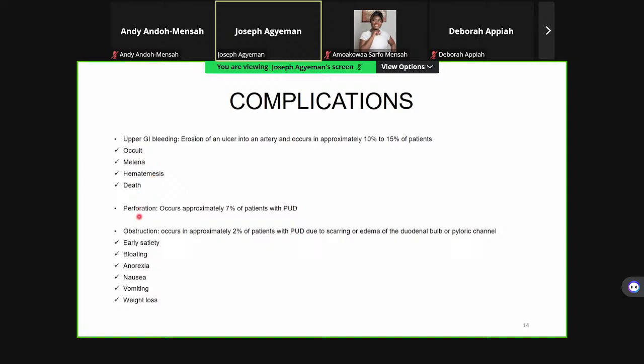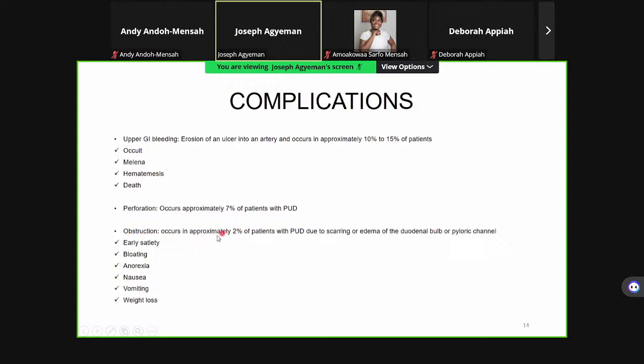The depth of the ulceration may be so deep that it may even lead to perforation. And this normally has approximately a 7% chance of happening in patients with peptic ulcer disease. So among patients who suffer from peptic ulcer disease, approximately 7% may suffer from perforations of the GIT. Some 2% of people who get peptic ulcer disease may also suffer from obstructions.